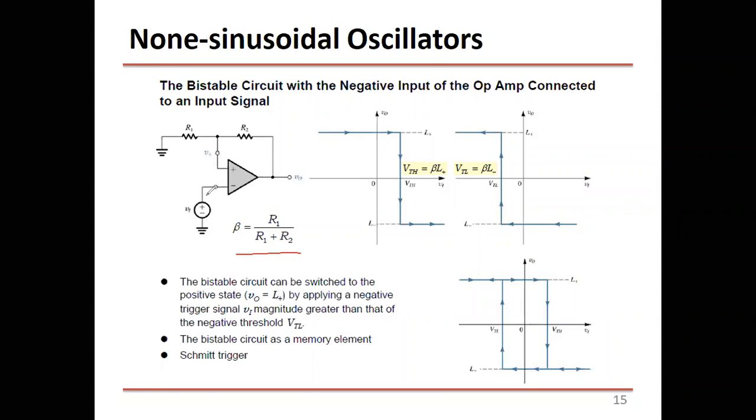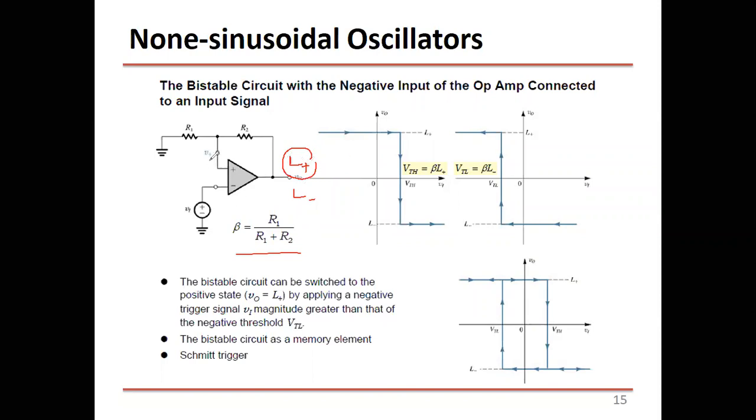Now this input compared to this input gives you the output. So let's assume that the output is at L plus. In all these bistable or astable circuits, you have to start with an assumption of the output, because you don't know: randomly, the output might be at L plus or at L minus. So now let's assume it's at L plus, and L plus might be 10 volts, 12 volts, 15 volts, whatever.